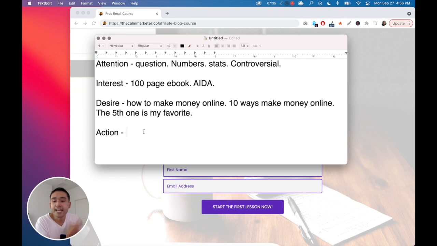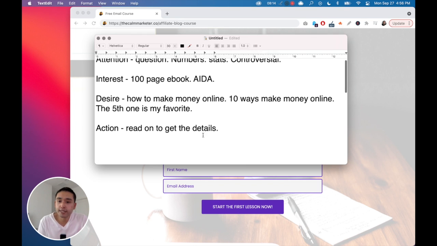And then the last one is the action. So this is the call to action. So the call to action could be, read on to get the details. For my podcast episode, I always like to say, to get the details, listen on, right? Or things like that. So read on, listen on, click here, click learn more, click this button below to get started. So you want to tell people what to do to get that desire that you mentioned in the interest. Okay? So to see this, an example, I actually created an example.